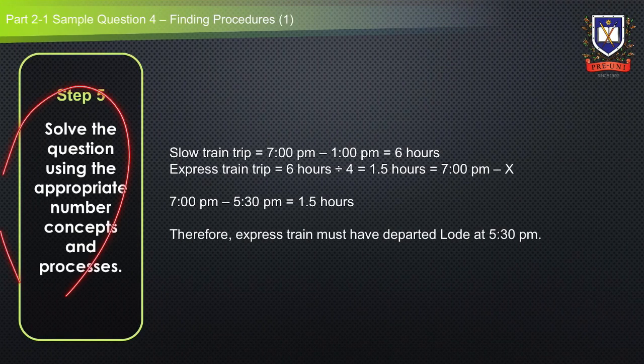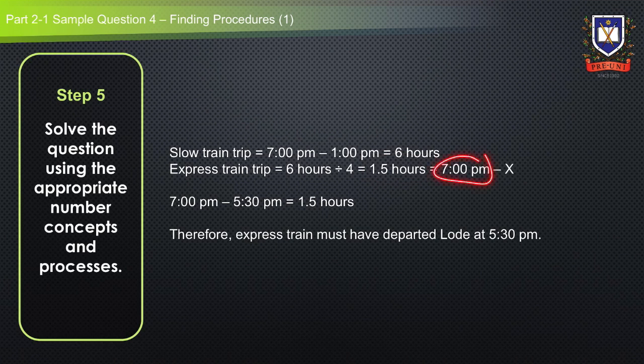And finally, step 5. Step 5 is where we solve the question using the appropriate number concepts and processes. Firstly, let's find the slow train trip. The slow train trip takes 7 p.m. minus 1 p.m. It takes 6 hours. The express train trip is 6 hours divided by 4, which is 1.5 hours. Remember that if the express train is 4 times faster, it means it takes 4 times less time to get to Braxton than the slow train.